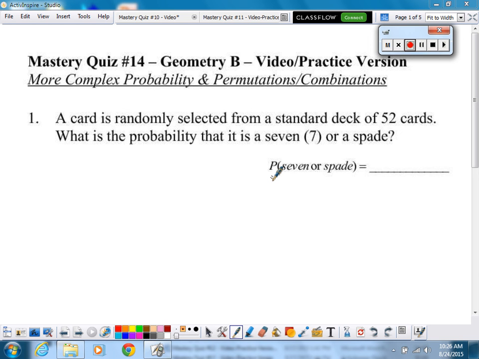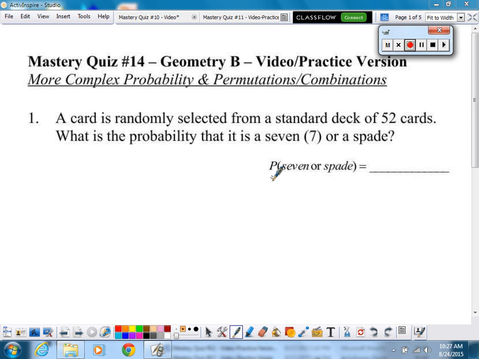Hey everybody, back here doing some mastery quiz review. Mastery quiz number 14 for geometry has to do with probability. We just talked about geometric probability. We've thrown in some regular old probability that you'd probably find in an Algebra 2 class or advanced algebra or stats, or some basic probability information that we should all know by the time we're sophomores. So we want to throw this in here.